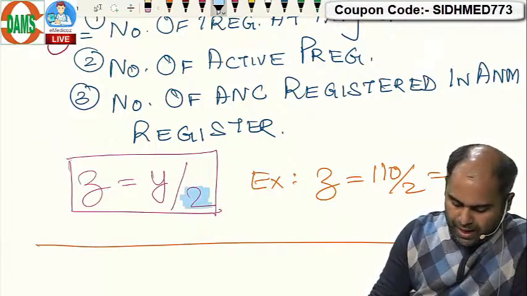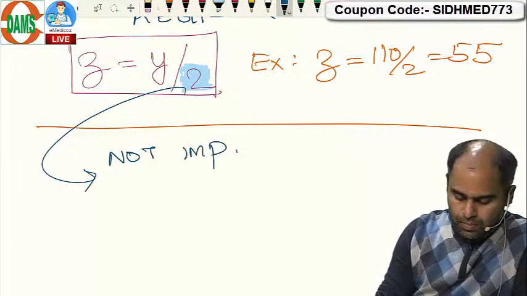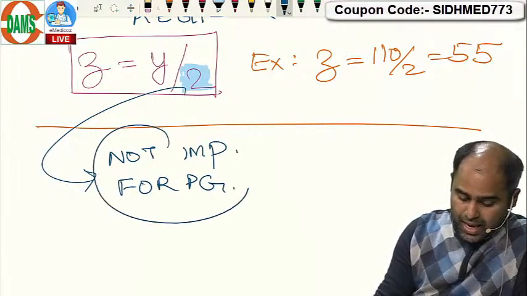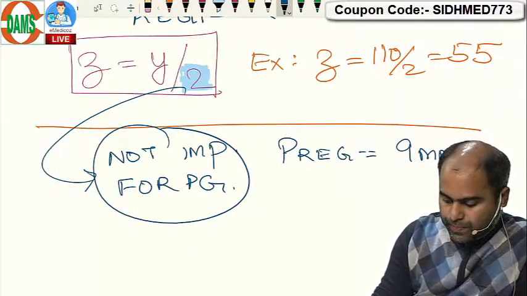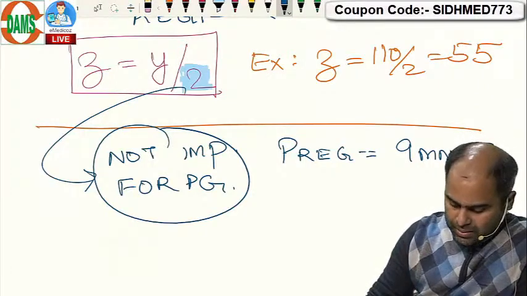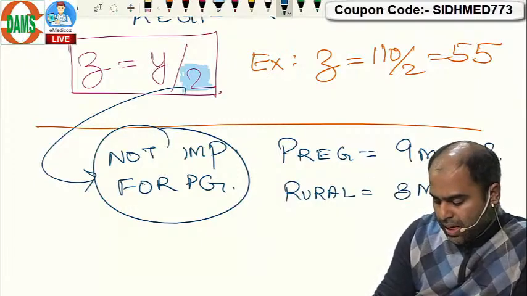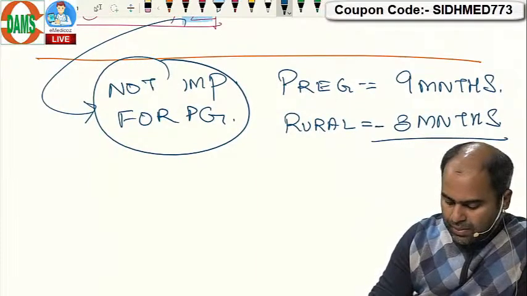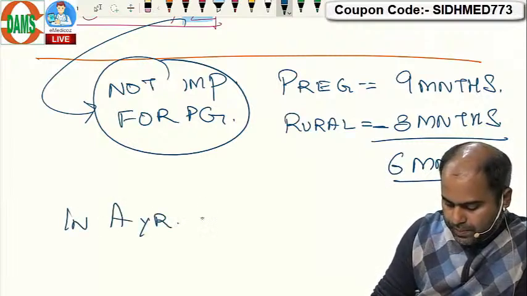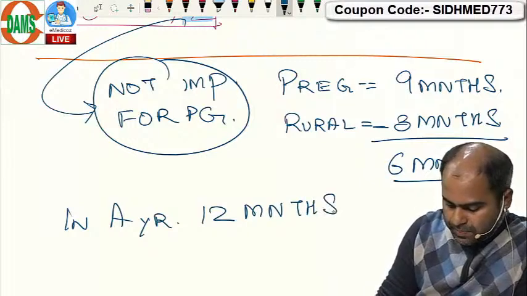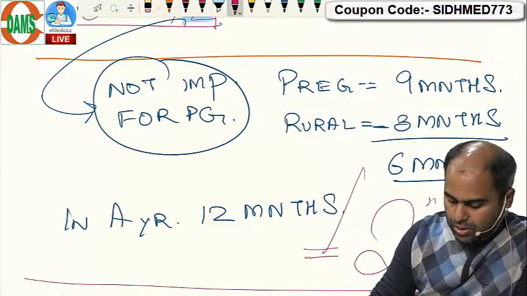Now the question comes, from where has this 2 come? Now, this is not important for PG though, but still I am answering it. Pregnancy is of 9 months. Generally in the rural setup, the patient comes after 3 months. So how much time is left now? 6 months. In a year, there are 12 months. So 12 divided by this 6 gives you this factor 2.